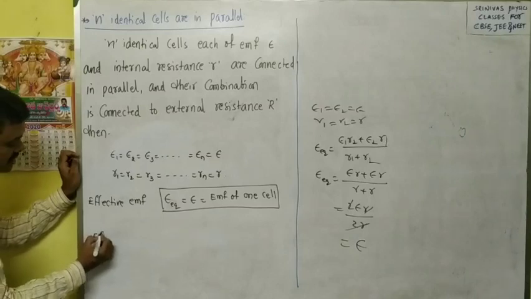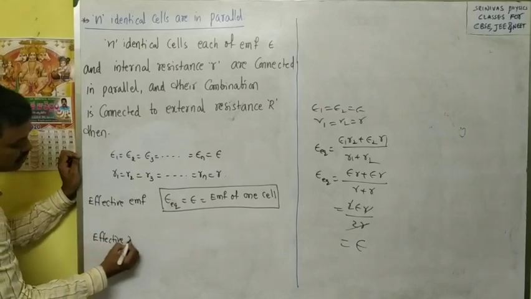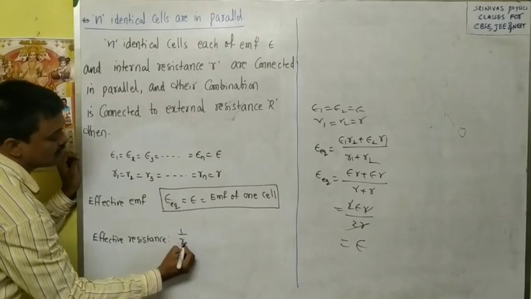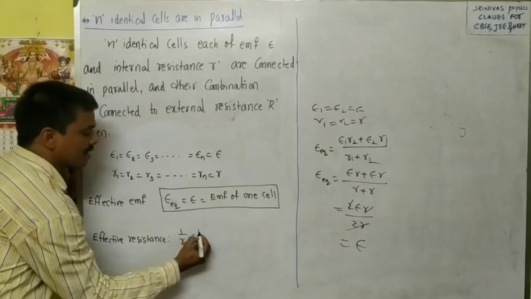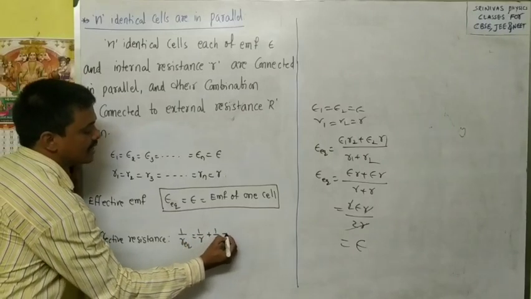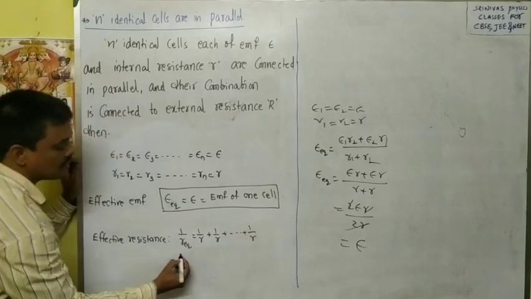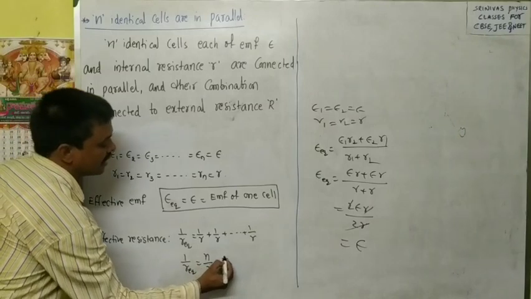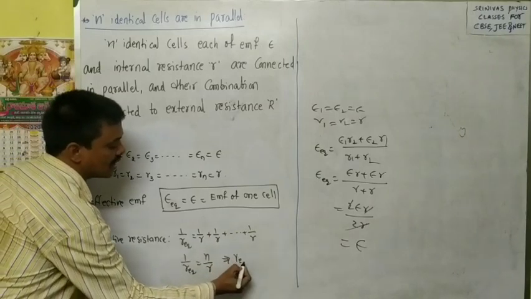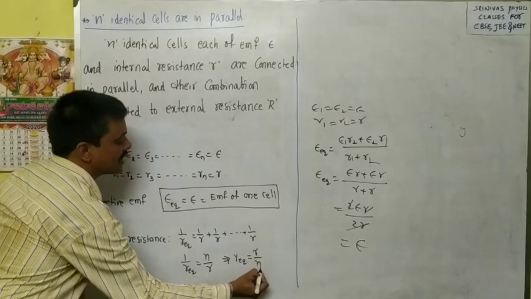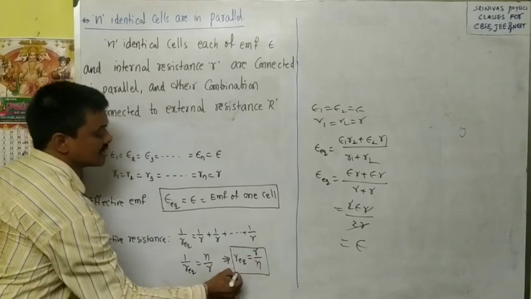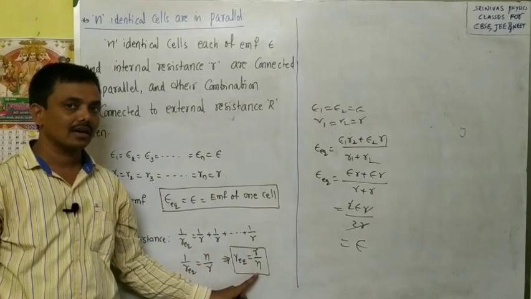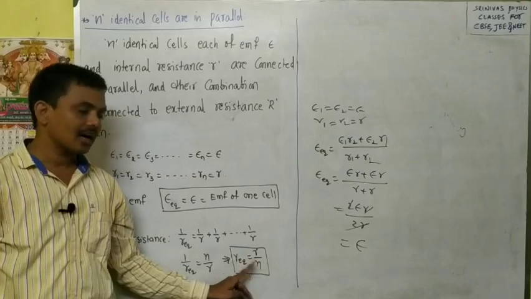Then the effective resistance. The formula is 1 by R equivalent equals 1 by R1 plus 1 by R2 plus 1 by R3 and so on up to 1 by Rn. Then what will you get? 1 by R equivalent is equal to n by R, as n terms are there. That's why R equivalent is R by n. This is the effective resistance in the parallel combination. The same formula applies for n identical resistors, each of resistance R, connected in parallel: their effective resistance is R by n.